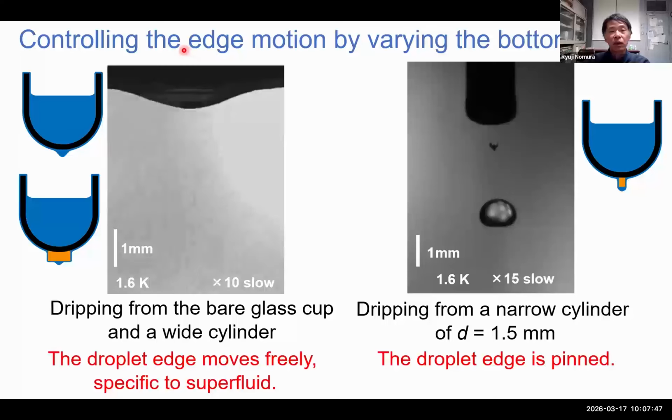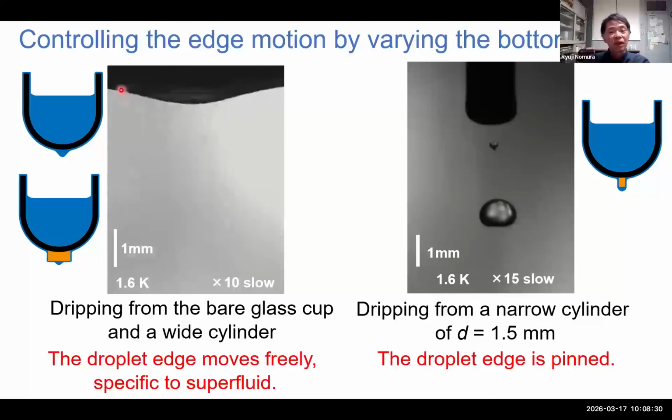Okay. We also modify the bottom shape of this cup in order to control the edge motion. Here is the bare cup with a hemispherical surface, and I also prepared a bottom shape like this. I glued a cylinder on the bottom. For the bare glass cup and the wide cylinder, the droplet moved in this way. As you see, the droplet edge oscillates along the surface as the droplet oscillates in the vertical direction. So this edge is also moving.